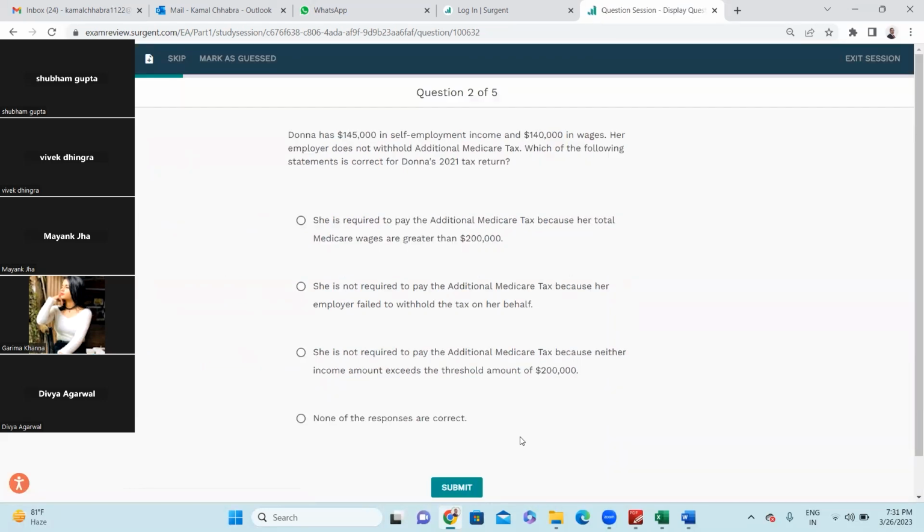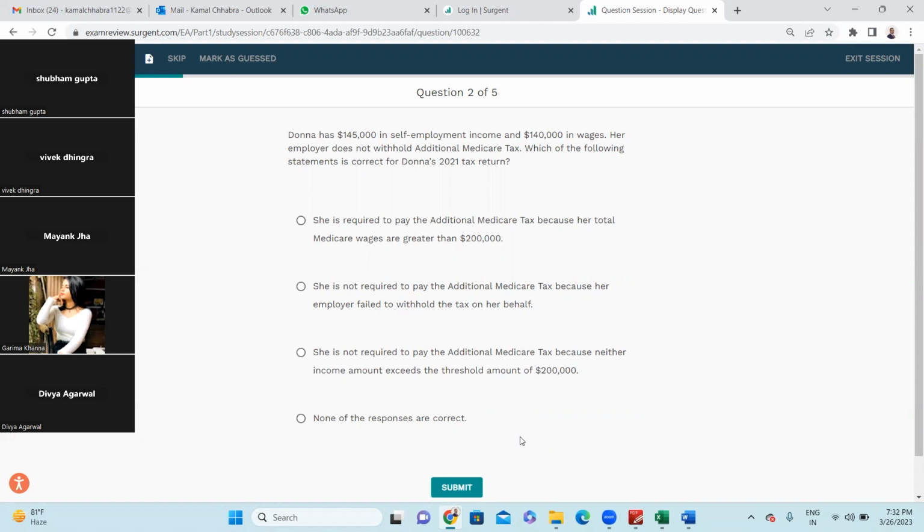Next is Donna has 145,000 in self-employment income and 140,000 in wages. Her employer does not withhold additional Medicare taxes. Which of the following statements is correct for Donna's 2021 tax return? She is required to pay additional Medicare tax because her total Medicare wages are greater than $200,000. She is not required to pay additional taxes because her employer filed to withhold the tax on her behalf. She is not required to pay additional Medicare taxes because neither income amount exceeds the threshold of 200. None of the responses are correct.